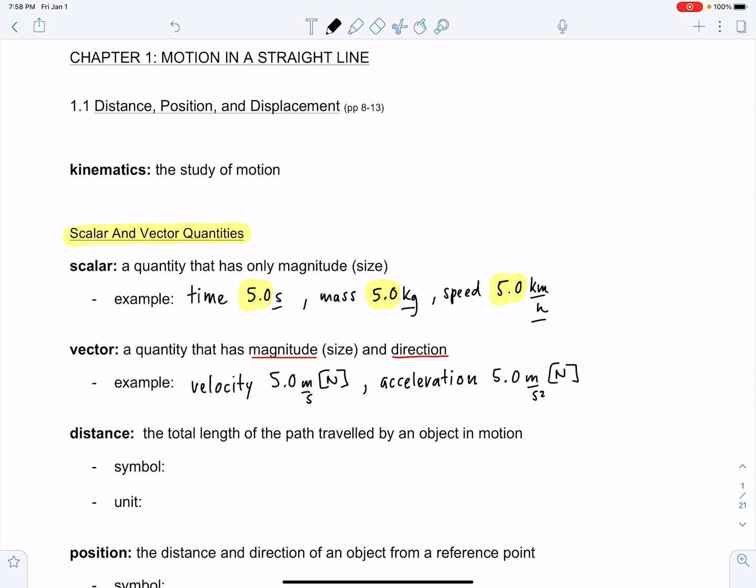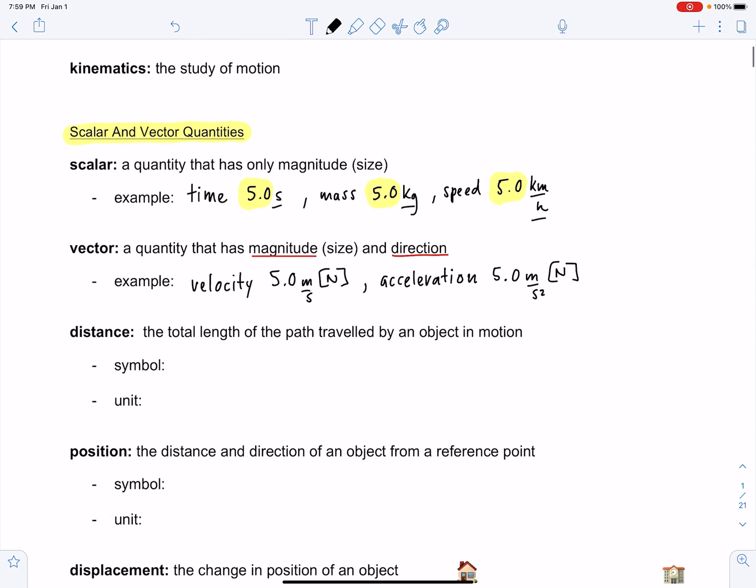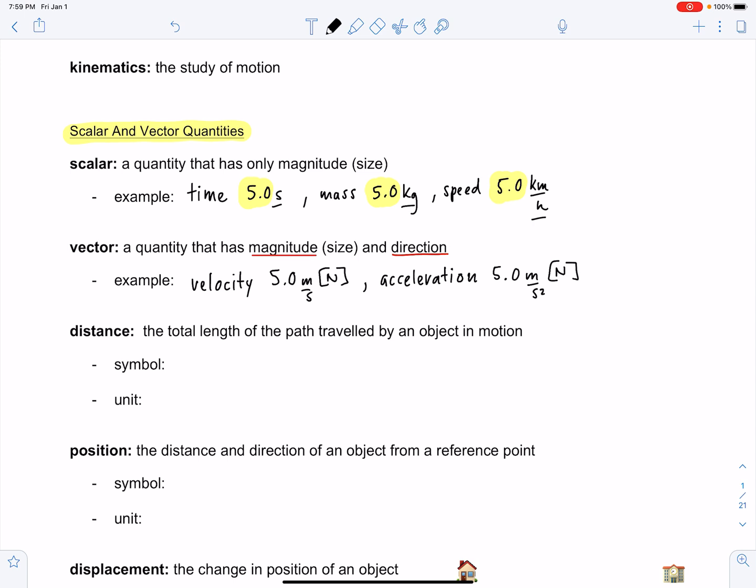Let's start with our first quantity, which is distance. Distance is defined as the total length of the path traveled by an object in motion. The symbol for distance is the Greek letter delta and the lowercase d. And the unit of measurement for distance is the meter. And the symbol for this SI unit is a lowercase m. Distance is a scalar quantity.